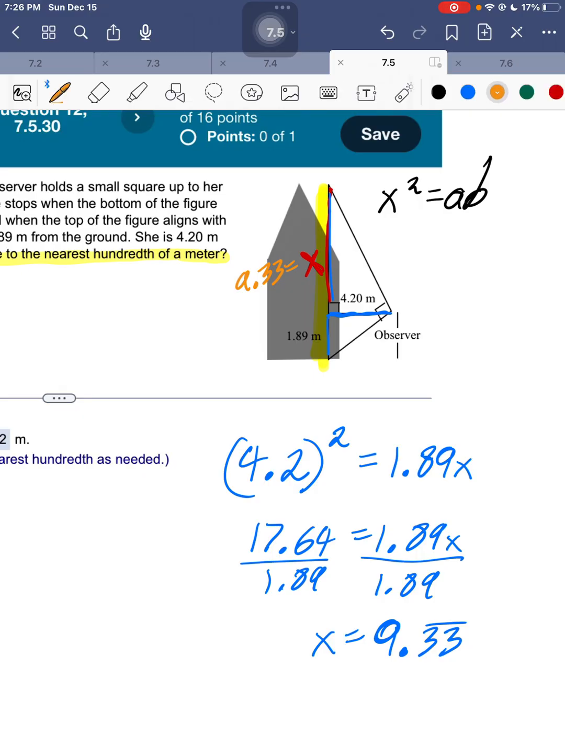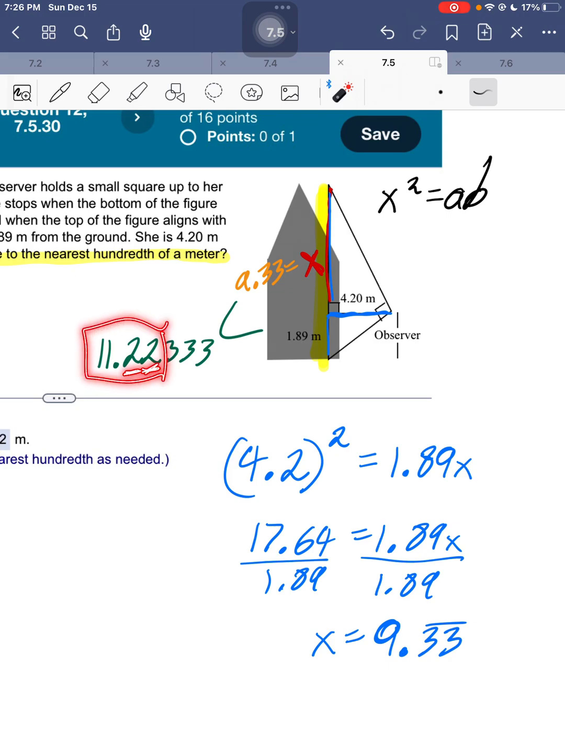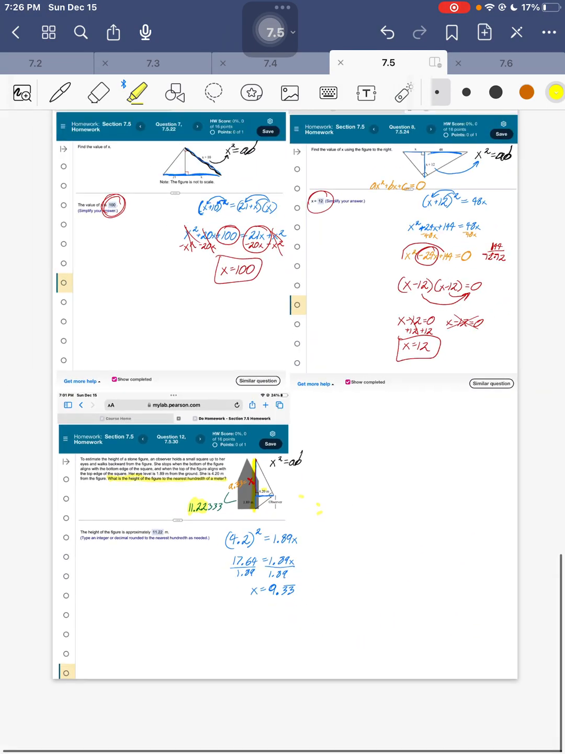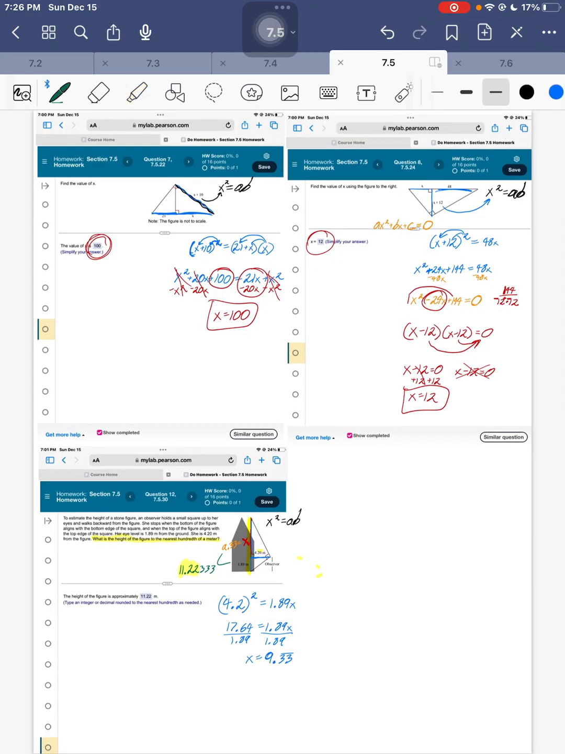Remember, they wanted the entire length to the nearest hundredth. Okay, so what is 9.33 plus 1.89? That is 11.22333, but they wanted it to the nearest hundredths, and we know that this place is the 10th and this place is the 100th, so it's going to be 11.22. So 11.22.